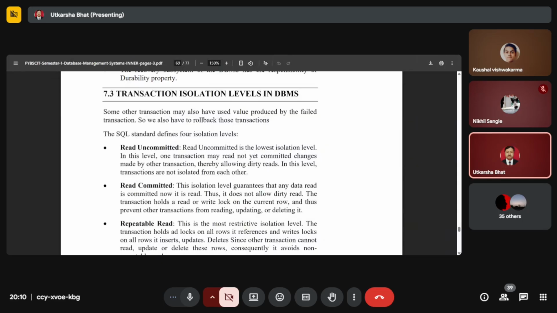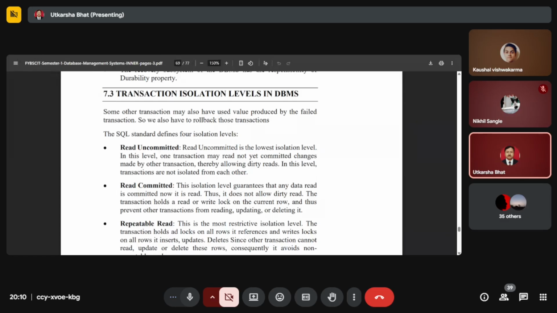Read uncommitted. Read uncommitted is the lowest isolation level. In this level, one transaction may read not yet committed changes made by other transactions, thereby allowing dirty reads. In this level, transactions are not isolated from each other.